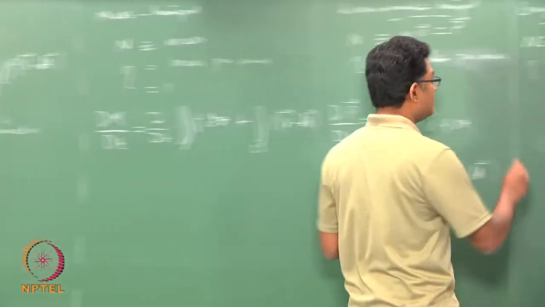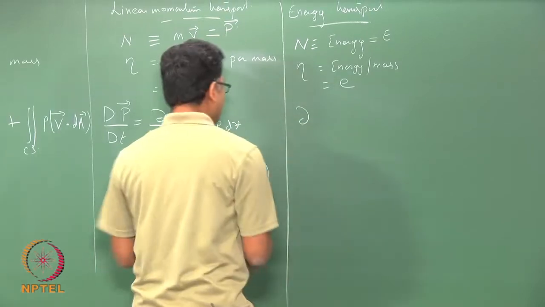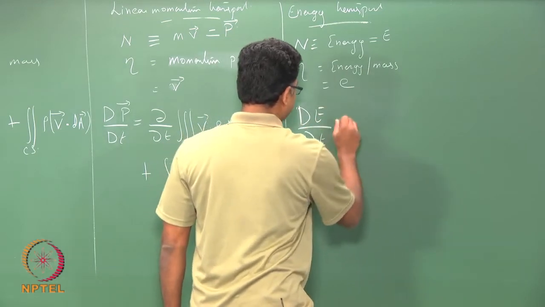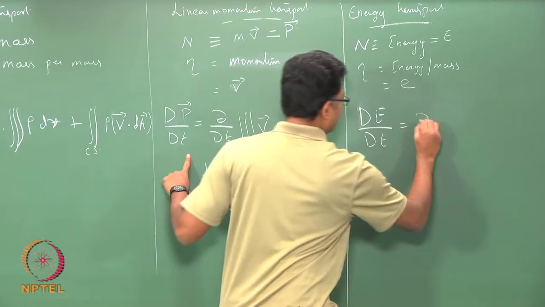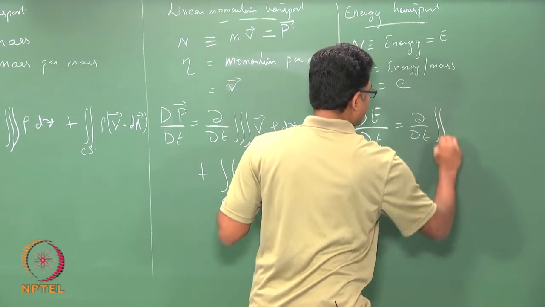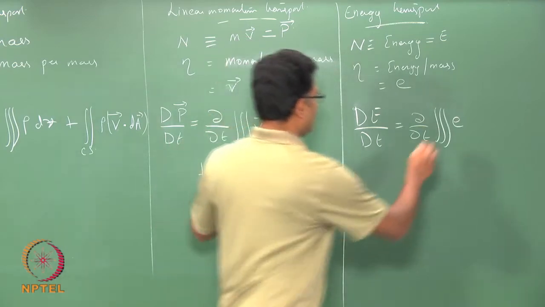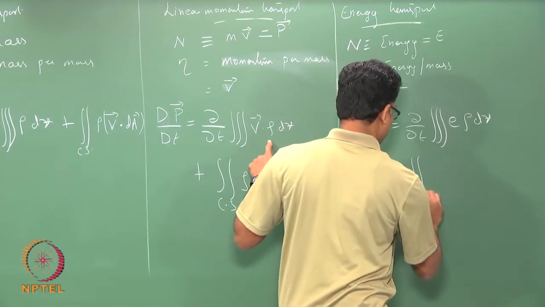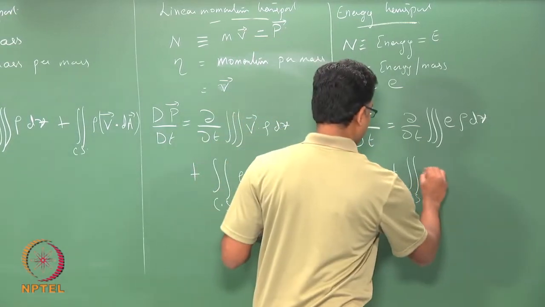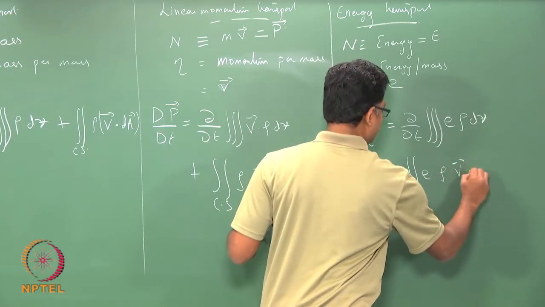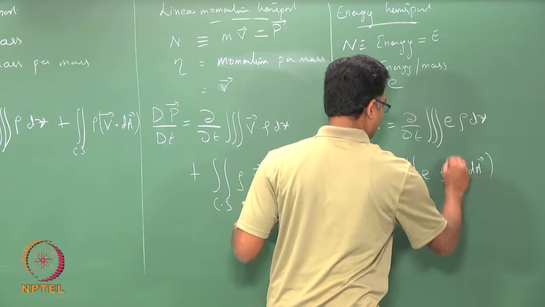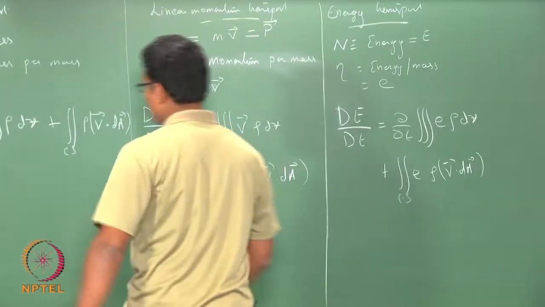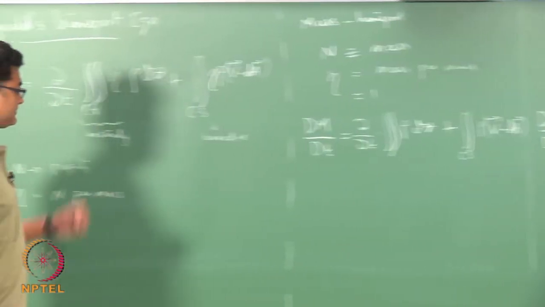When it comes to this, the material derivative of energy, or the energy transport, is given as dou by dou t triple integral small e rho dV plus the surface integral e rho V vector dot dA. We will discuss in detail these two later. Now, we will stick to the mass conservation.